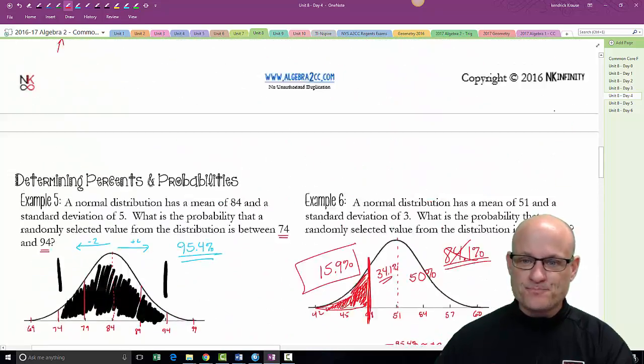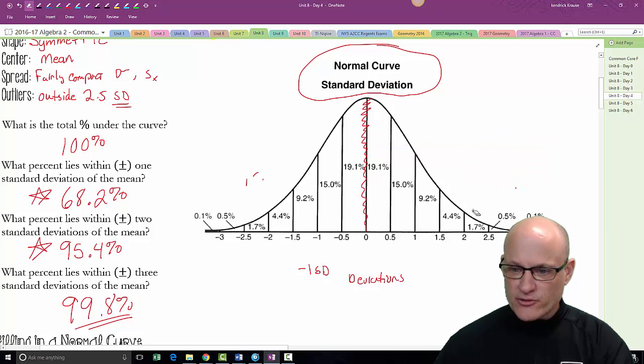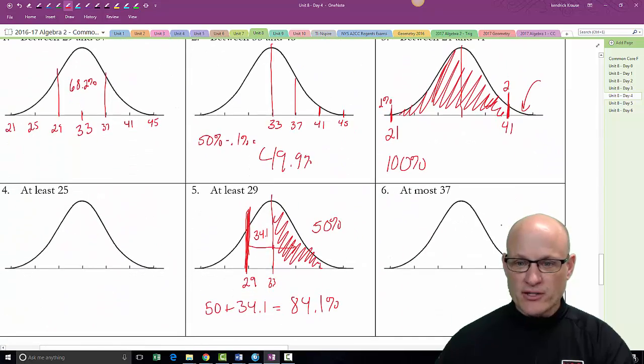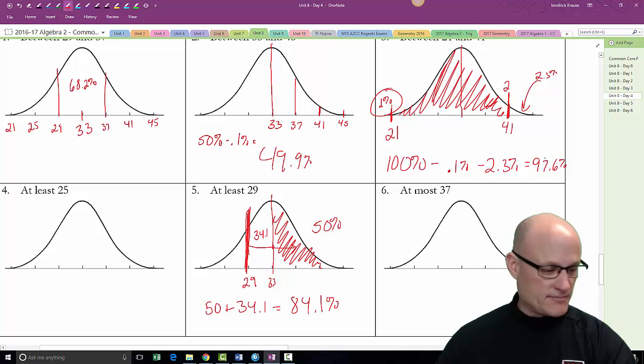So I'm going to go up to the top. And I'll say, okay, 2 standard deviations. So I'm going to stop 2 standard deviations up. So that's this. Let's see, 1.7 plus 0.6, that's 2.3%. So down here, I'm going to take 100%. I'm going to subtract off the 0.1%, that's this. And I'm also going to subtract off the 2.3%, and that would be this part down here. So I'm really subtracting off 2.4%, so that means it would be 97.6%.